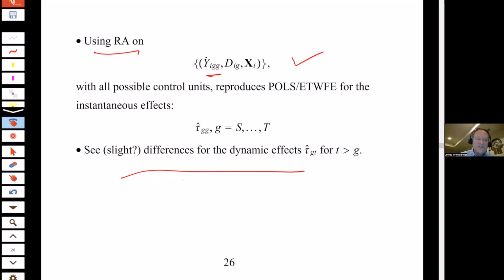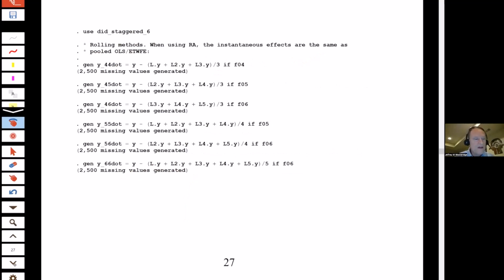And when I say you see slight differences, they're both unbiased, but one of them is going to be more efficient. Okay, so here's where, since I'm getting low on time, there's something like probably 12 slides of Stata output here. Of course, one would want to do this with a loop in general. You wouldn't want to do this if you had 10 post-treatment periods or something like that.